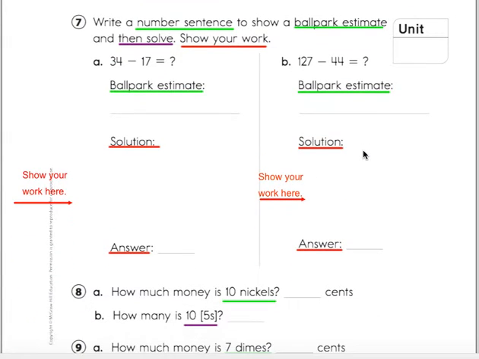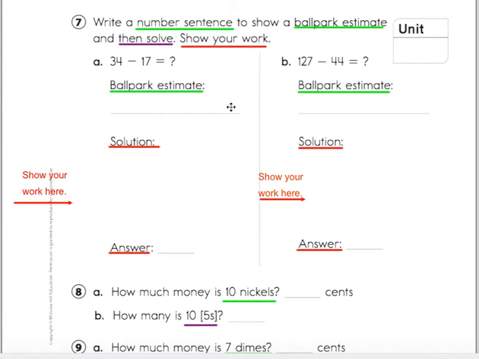Number 7. Write a number sentence to show a ballpark estimate and then solve and show your work. You must show your work, boys and girls. Okay, so right here we have 34. Can you round 34 and put your answer right here? Write minus. Now take 17, round that and put your answer here. Don't forget to write equals question mark.